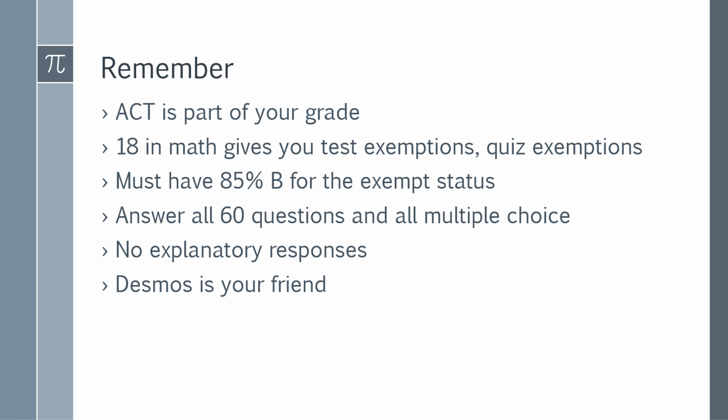Now remember, the ACT is part of your grade, so you have to take it. If you choose not to take it because you just don't want to, there's a consequence that's going to happen. Make sure you are there and you're taking your ACT. An 18 in the math gives you test exemptions and quiz exemptions. However, you must have an 85% B for the exempt status. On your ACT, you must answer all 60 questions, and they are all multiple choice, so there are no explanatory responses, which I know you guys are happy about, and use Desmos because it is your friend.